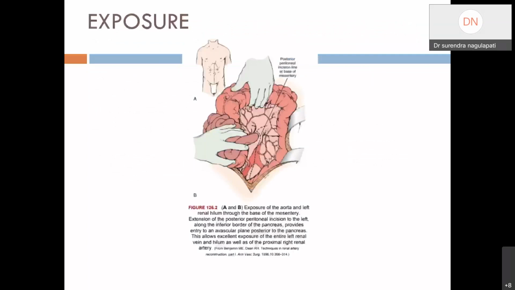They make a posterior peritoneal incision at the base of the mesentery, and this gives exposure of the aorta and left renal hilum through the base of the mesentery. Extension of the posterior peritoneal incision to the left along the inferior border of the pancreas provides entry to the avascular plane posterior to the pancreas. Basically, this gives a good exposure of the left renal vein first. When we retract the left renal vein superiorly, we can see the left renal artery.